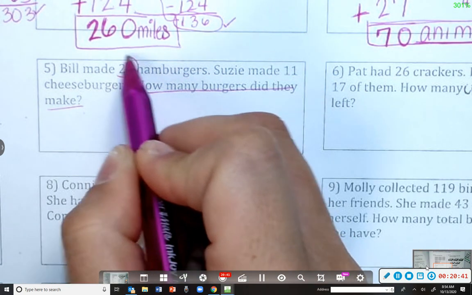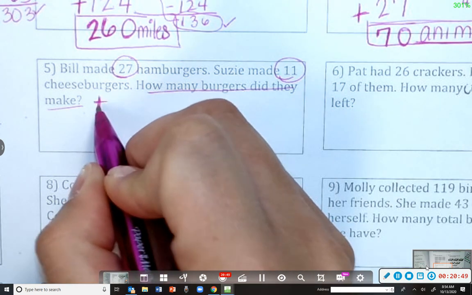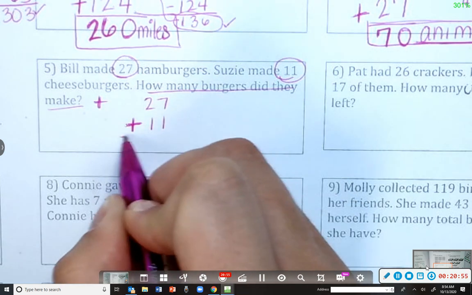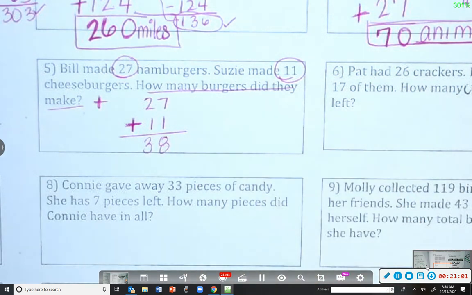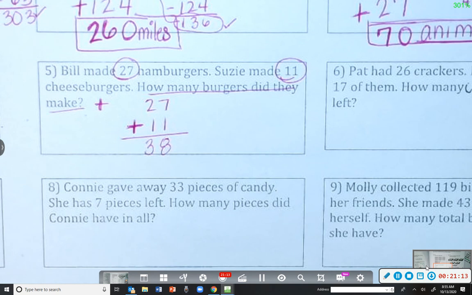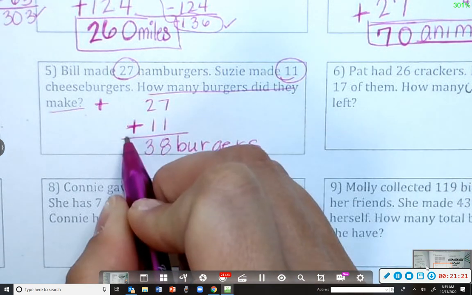Well, Bill made 27 and Susie made 11. So what is my plan? To add 27 plus 11. 38. Good. 7 plus 1 is 8. 2 plus 1 is 3. And then what should we label it as? Kelsey? 38 burgers. Okay, we box our answer.